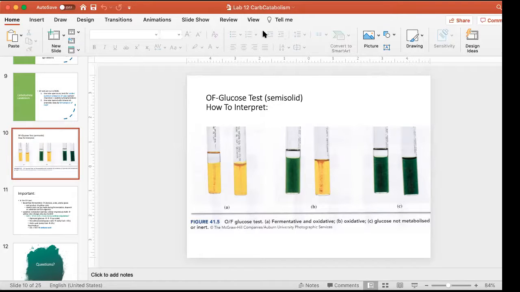And finally, if both tubes stay green, we know that this organism was not able to use glucose in these conditions. It's important to remember that the OF test is testing for aerobic cellular respiration. So it is possible that we have an organism that is an anaerobe or is very fastidious and just can't grow in OF medium.